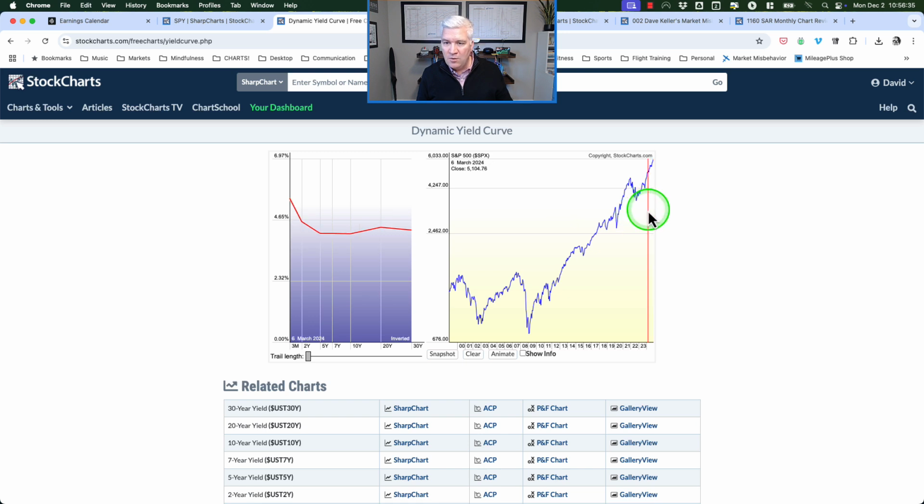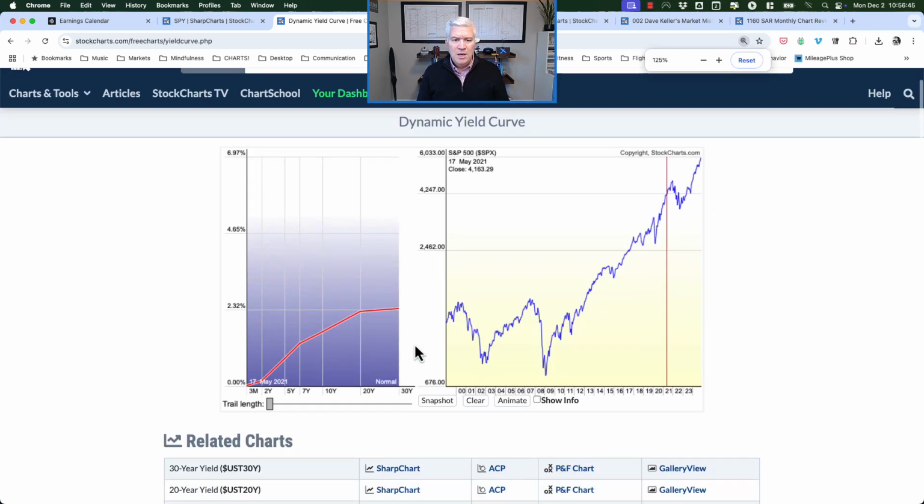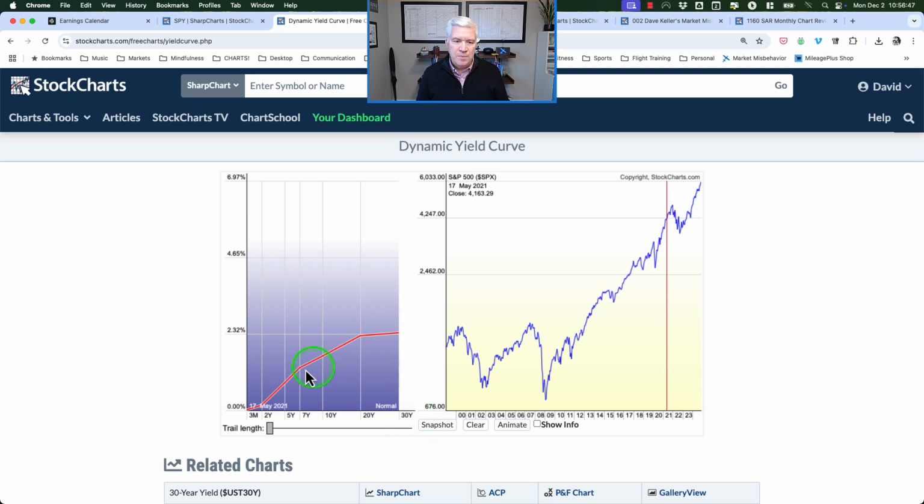Now, what we can do on the right side of the chart is click and drag back, and I'm going to go back to mid-2021 to show what's called a normal yield curve. Right? And let me maximize this a little bit here. All right, so when you look at a normal shape yield curve, what that means is the short-term rates are fairly low, certainly compared to the long-term rates.